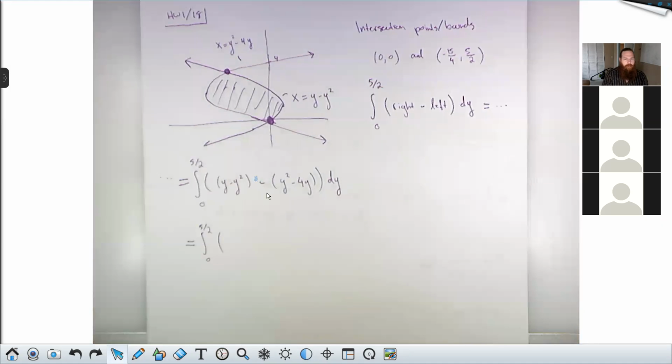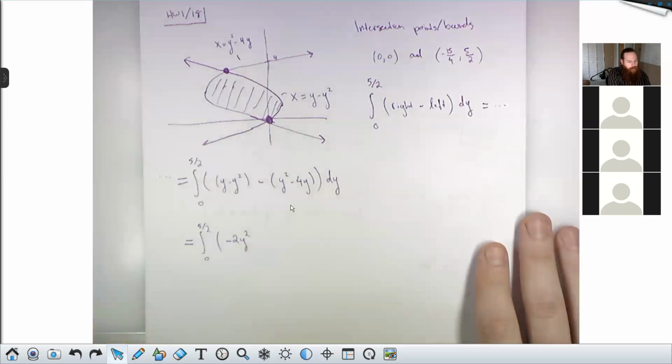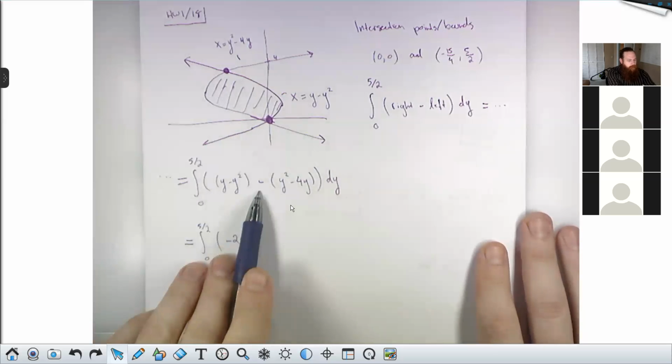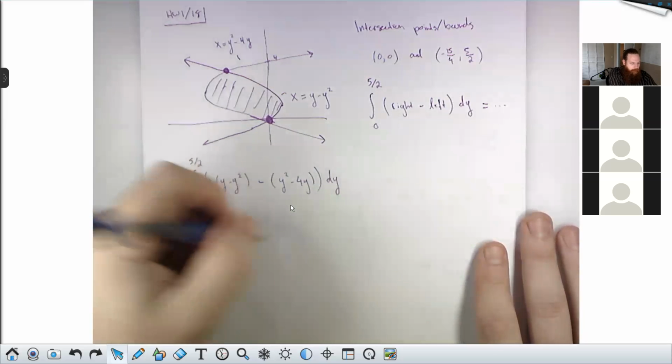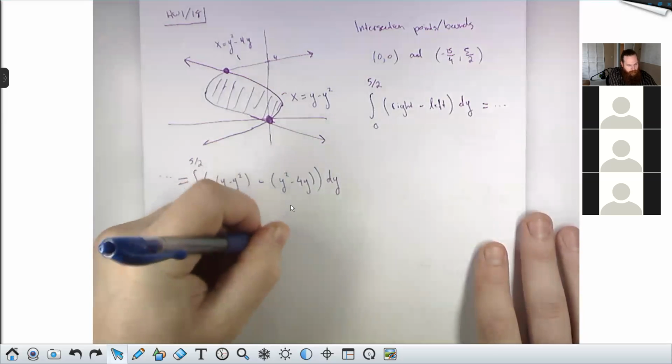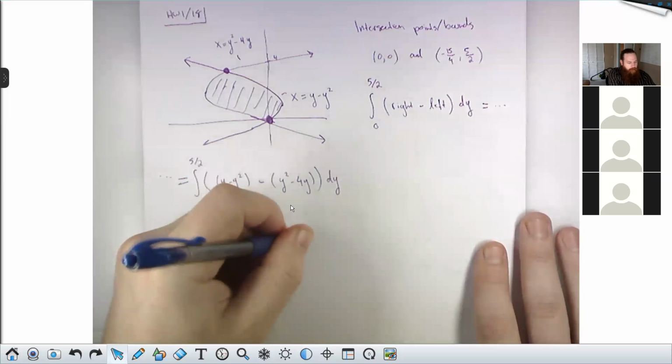We'll go ahead and distribute this negative and clean up, combining any like terms we have. Here I've got negative y squared, and then when I distribute this negative, I'll have another minus y squared, so that'll be minus 2y squared. And then linear terms, I have a y here, minus 4y, so that's going to be y plus 4y, so that'll be plus 5y, and there are no constant terms, that's everything, so it's just that dy.